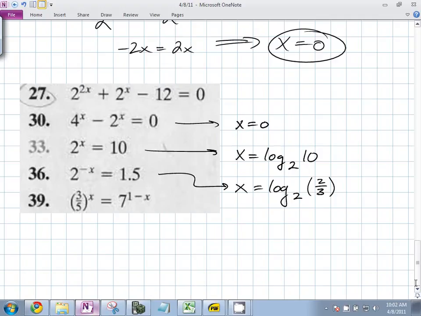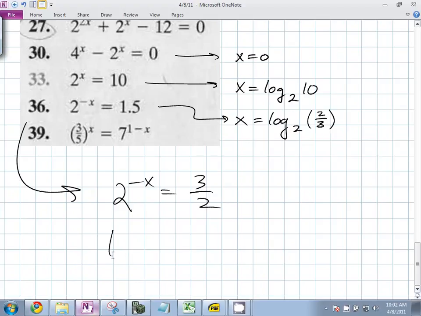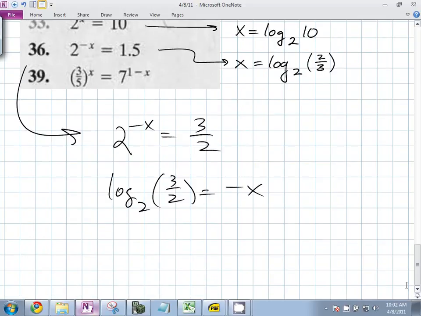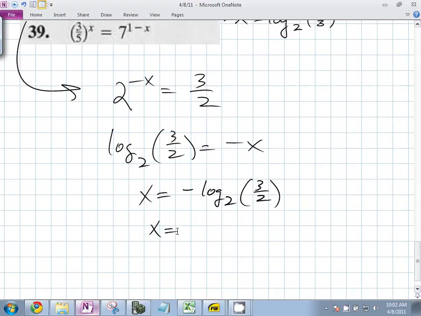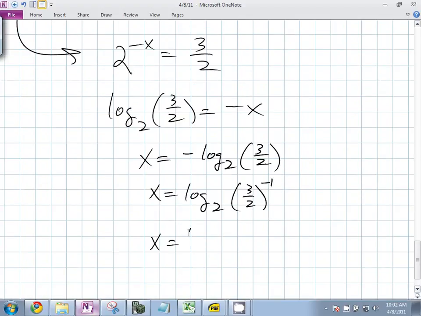Okay, let's pause here. Let's try 36 here. So it's 2 to the negative x is equal to 3 over 2, correct? So that's log base 2 of 3 over 2 is equal to negative x. So x is equal to negative log base 2 of 3 over 2. So x is equal to log base 2 of 3 over 2 to the negative 1. What's 3 over 2 to the negative 1? 2 over 3. And you can simplify this a little more. That's fine. That is totally fine there.